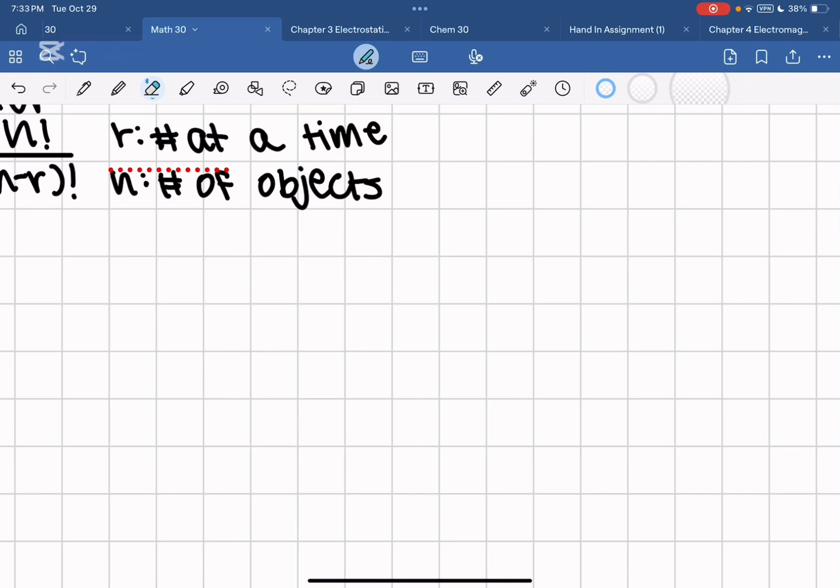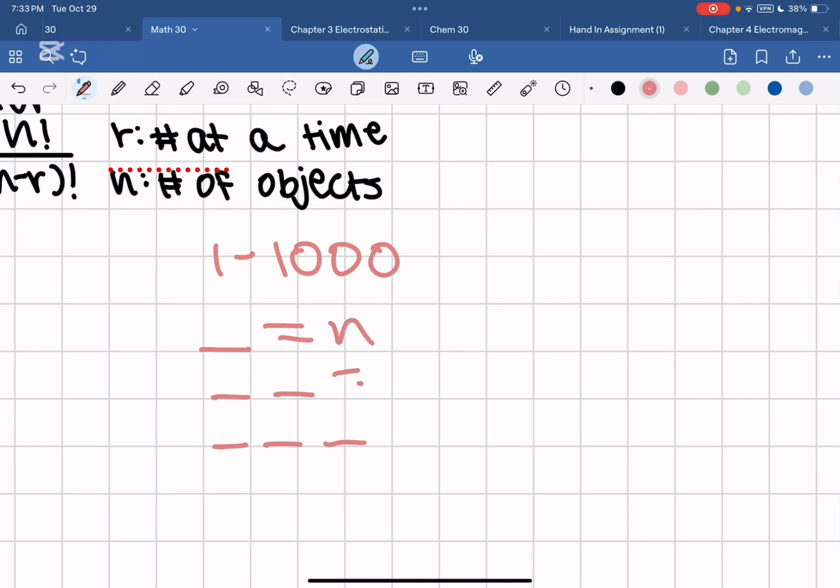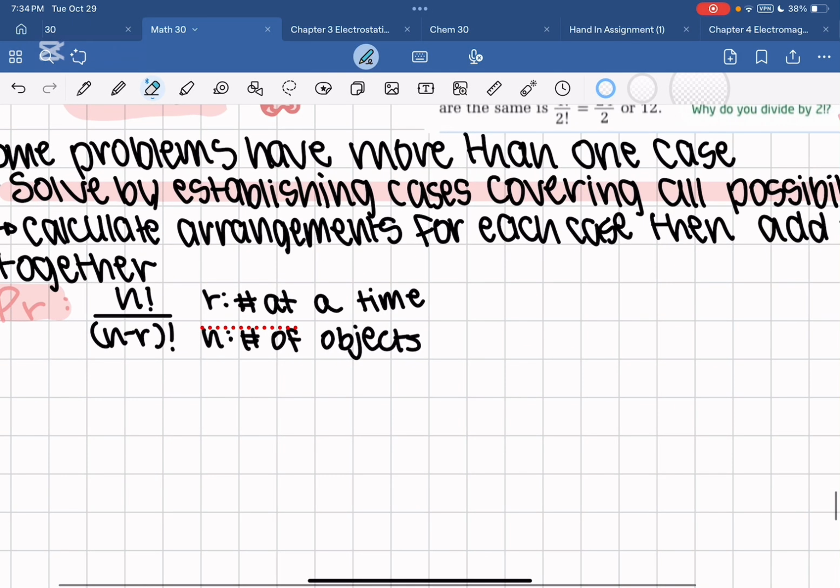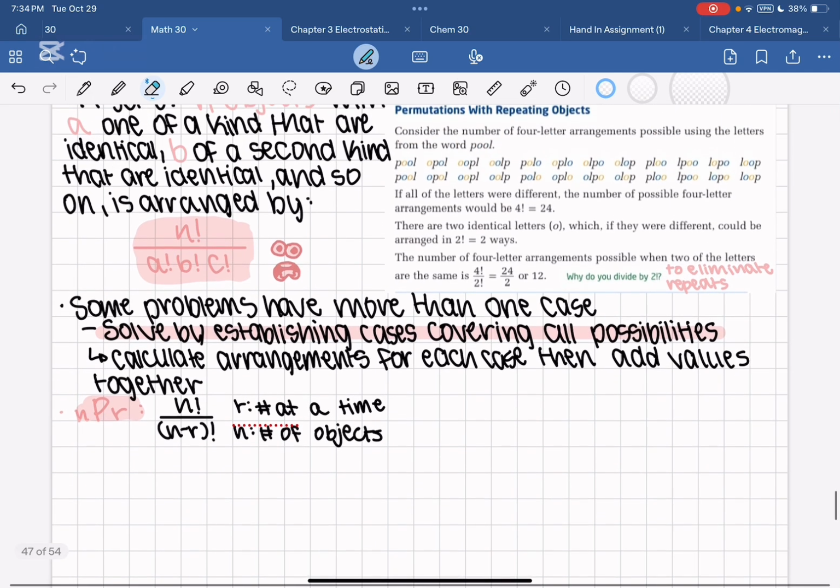And then, once you get all of the cases, so let's just say you got all the numbers for these, you would add them together to get your total amount of permutations. Let's go over some examples and hopefully this will make more sense.